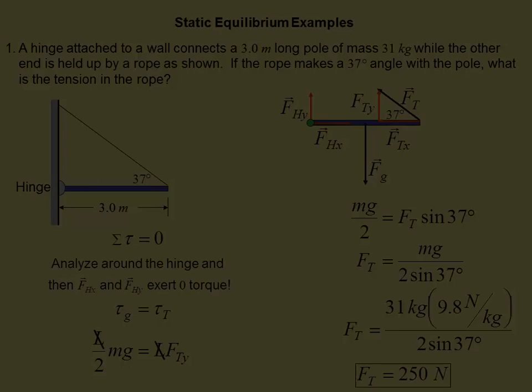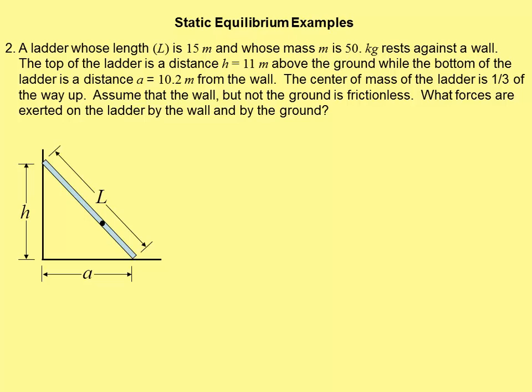Example number 2. This is kind of a classic problem. You've got a ladder leaning against a wall. We're going to say the ladder has a length L, technically 15 meters. The mass of the ladder is 50 kilograms. The top of the ladder is about 11 meters above the ground. I'm calling that H. The bottom of the ladder is about 10.2 meters from the wall.